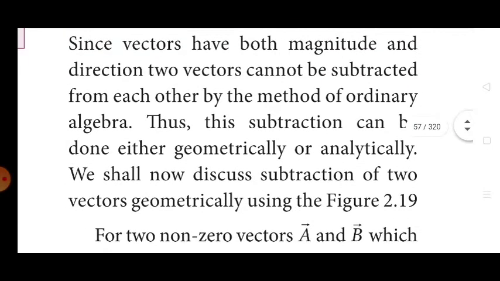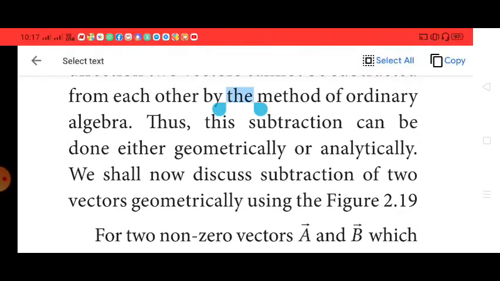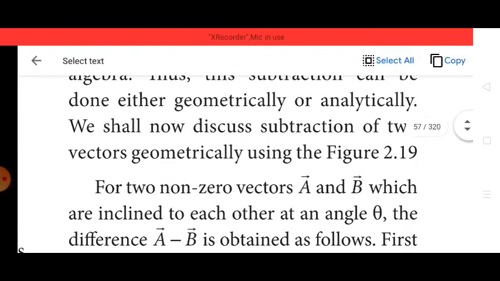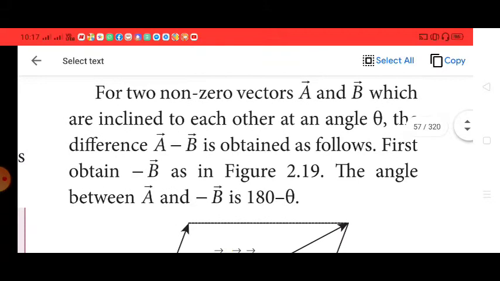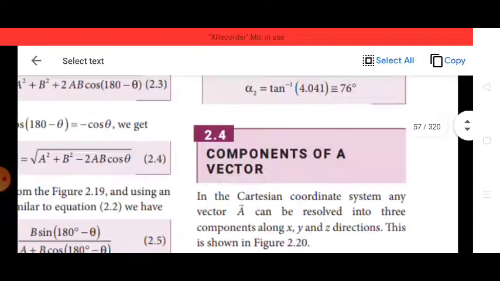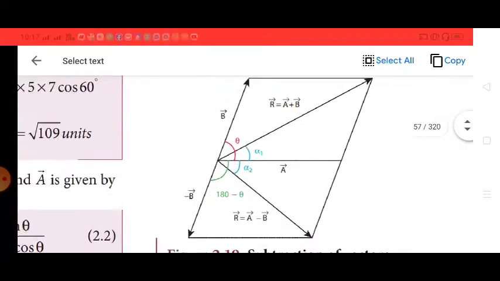The subtraction can be done either geometrically or analytically. We shall now discuss the subtraction of two vectors geometrically using diagram 2.19. For two non-zero vectors A and B which are inclined to each other at an angle theta, the direction of A minus B is found as follows. First obtain minus B. The angle between A vector and minus B vector is 180 minus theta. See the diagram clearly, you can understand.